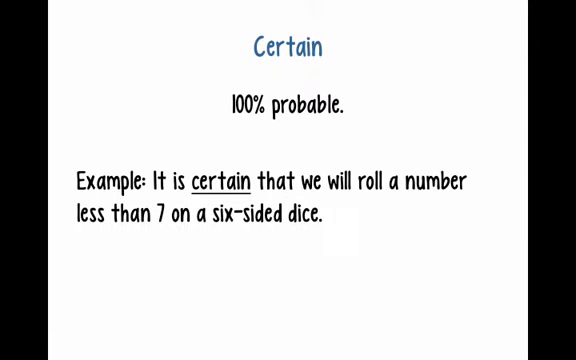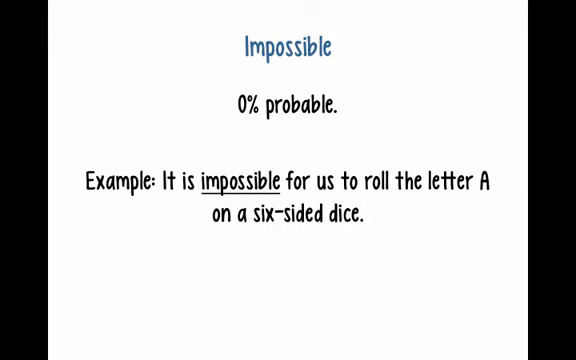The next word is certain. Something that is certain is 100% probable. That means that it will absolutely, definitely happen. There is no chance that it would not. So if I had a 6-sided dice, it is certain that I'm going to roll a number less than 7, because there are no numbers 7 or higher on a 6-sided dice. If I flip a coin, it is certain that I will get either heads or tails. There are no other options.